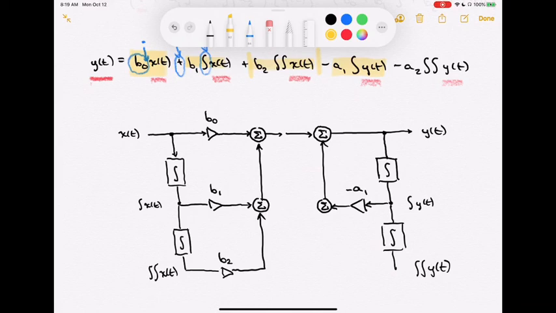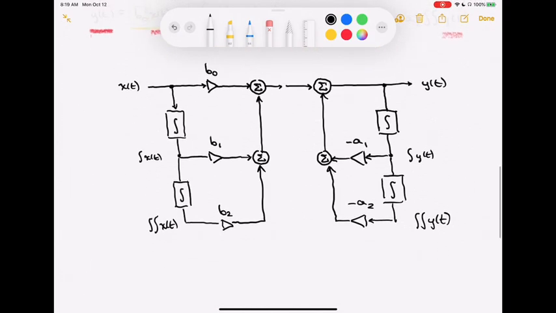I've already drawn out, getting out double integral y. I just need to multiply it by the appropriate scale factor in this case. So in this particular case, I'm going to need a minus a2, and that guy is going to get summed in as well. Now I've got a complete structure, right? I've got a complete structure that is a realization of that second order constant coefficient linear integral equation that was reflective of a general second order system.